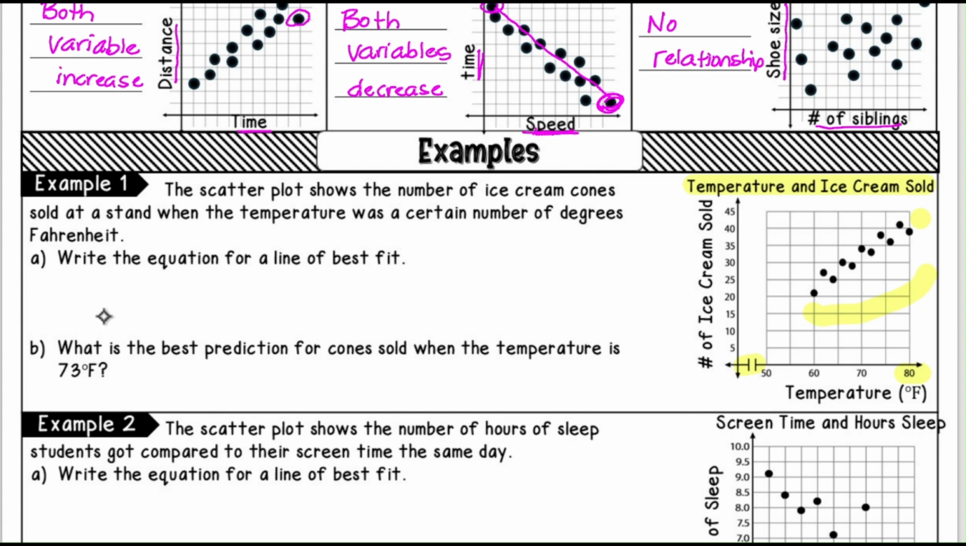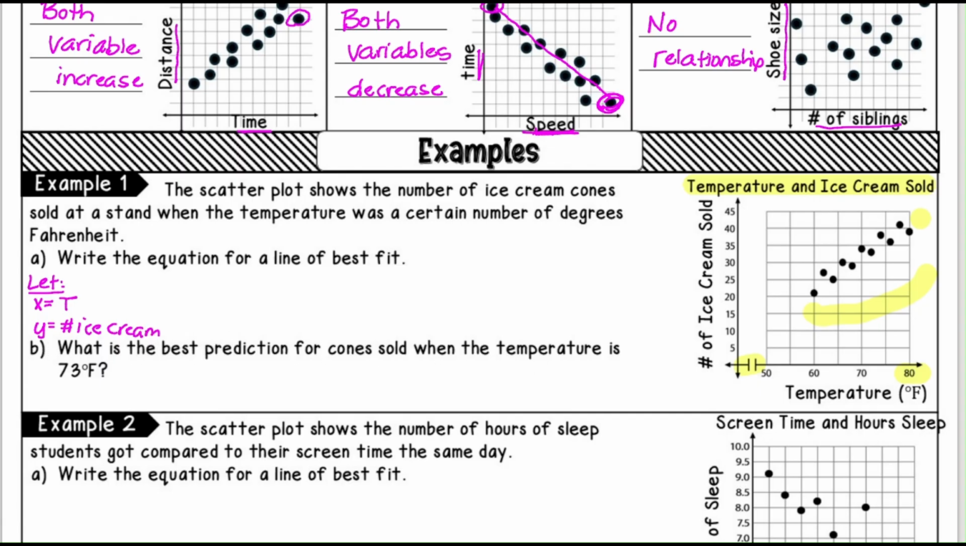So the first thing that I want to do is go ahead and say a let statement. I'm going to say let my x equal temperature and my y equal number of ice cream cones. Okay, so that keeps it straight in my head what I'm going with. And we want to write the equation for the line of best fit.